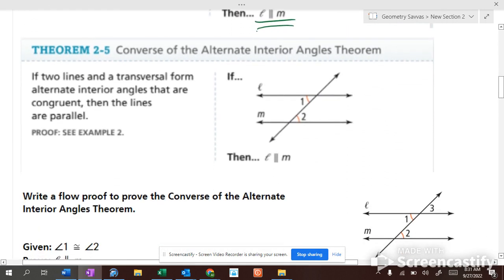The converse to the alternate interior angles theorem is if the alternate interior angles are congruent, then the lines are parallel. So this would be parallel to this if the alternate interior angles are congruent.